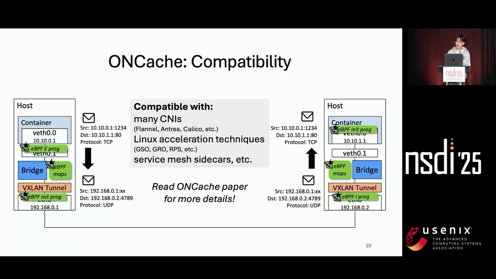And finally, ONCache is compatible with many CNIs such as Flannel and Antrea, many link acceleration techniques, and service mesh sidecars. And for more details, please refer to our paper.